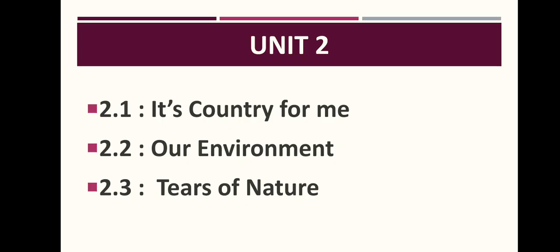Today we are going to start a new unit, and the unit is unit number 2, which consists of three chapters: unit 2.1, 2.2, and 2.3. 2.1 is Its Country for Me, that we are going to start today. 2.2 is Our Environment, and 2.3 is Tears of Nature, which is a poem.